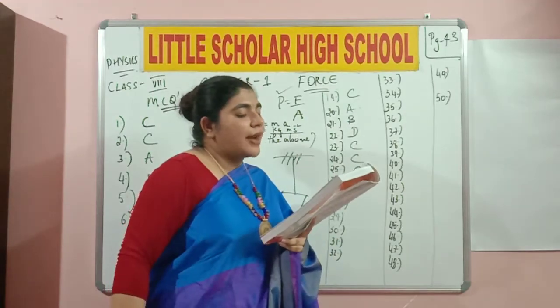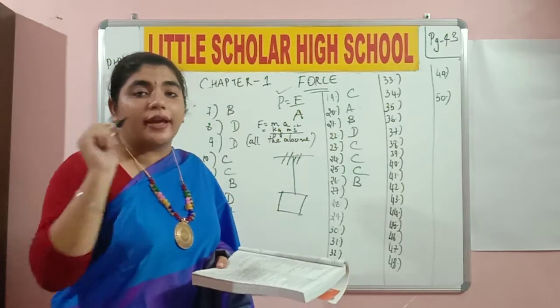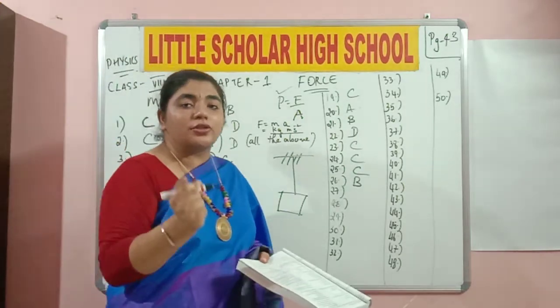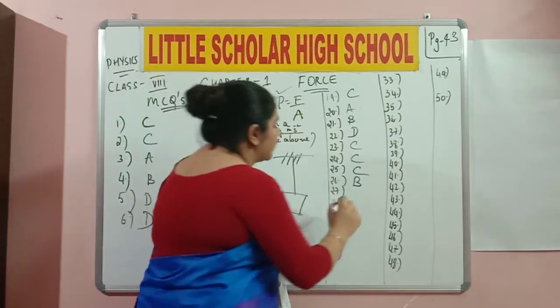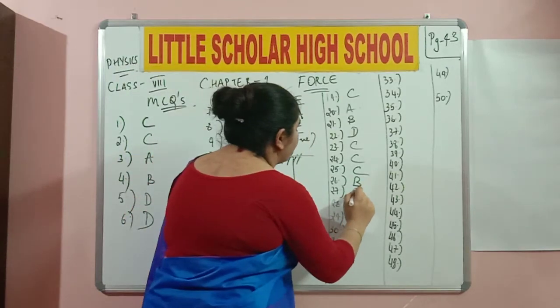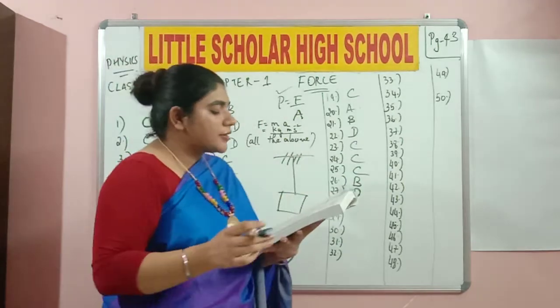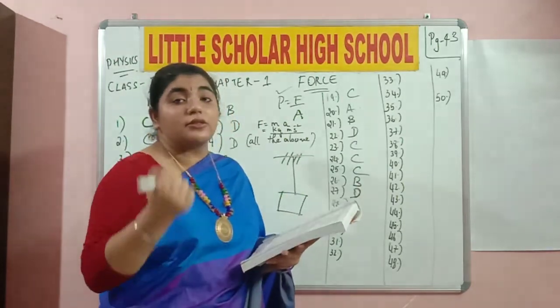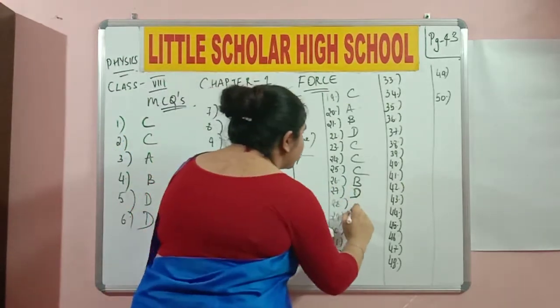27th, the force acting in the normal direction. Why do you think I'm stressing on the normal direction? Because in normal direction, only normal force can act. Okay, this is pretty simple. 27th, B. Fine. 28th one, the force exerted by using our body muscles. Muscles. What do you think? It is muscular force. It is A.